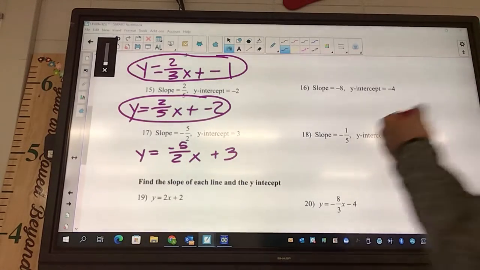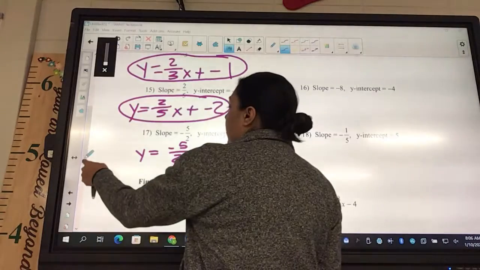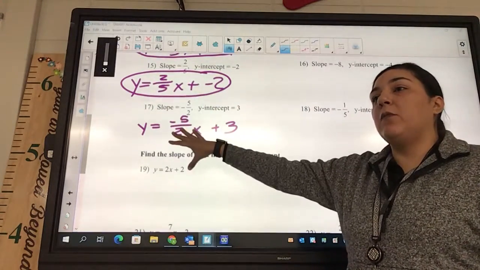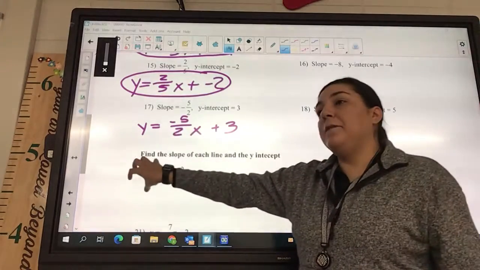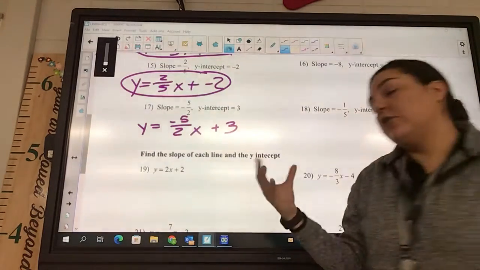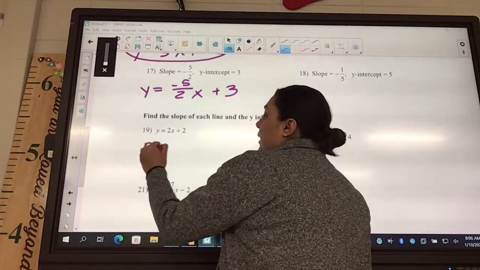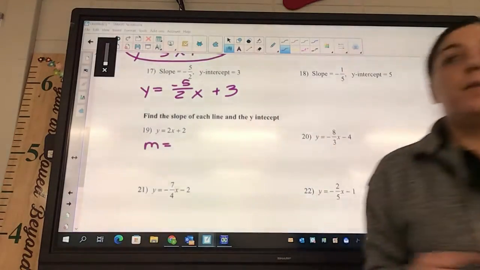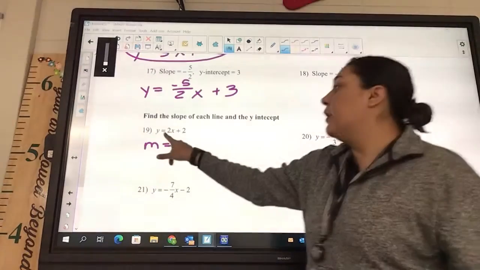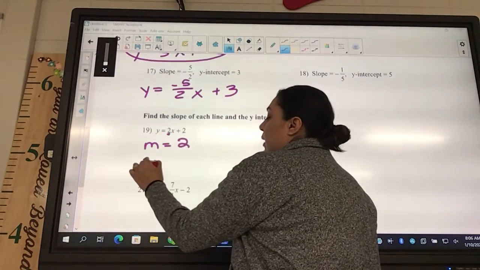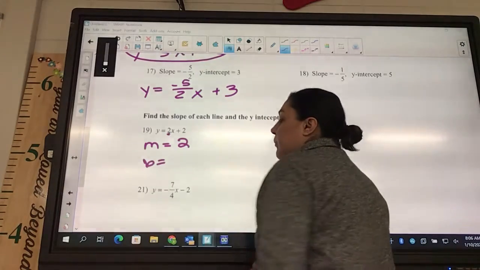Okay, and then the last section on here, it wants you to find the slope and the y-intercept. So this one, it gave us the slope and the y-intercept, and we wrote the equation. This one, they gave you the equation. They want you to tell me, okay, what's what. So we're gonna say m equals, what's my slope? 2, okay? It's whatever it goes with the x. Okay, so my slope is 2. What's my y-intercept or my b?